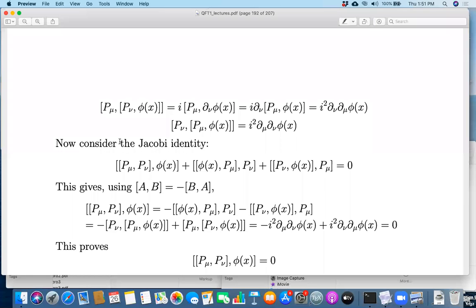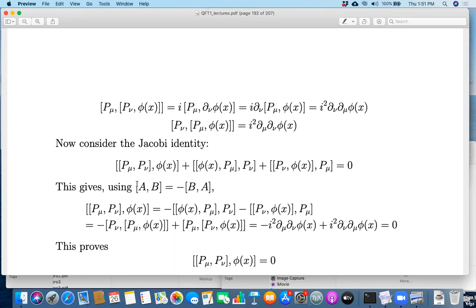Now let's consider the Jacobi identity, which is here. Given any three operators A, B, C, we have an identity of this kind: the commutator of A with the commutator of B with C, plus cyclic permutations of A, B, C, is 0. So you have applied this on this combination P mu, P nu and phi.